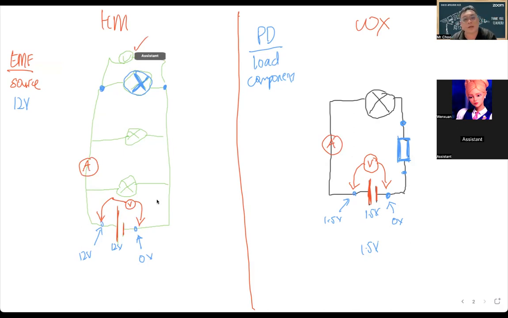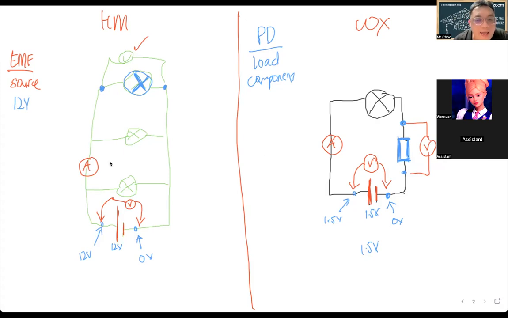So you want to measure the PD, the potential difference, of this resistor. I want to find out the difference between these two potentials, so you connect the voltmeter here. Is that clear?